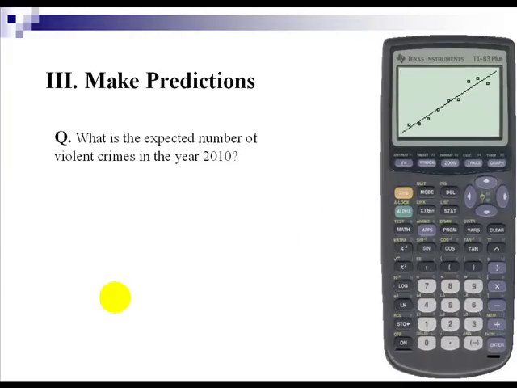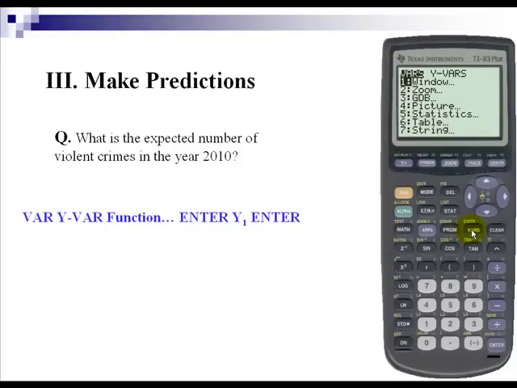Let's make a prediction. What is the expected number of violent crimes in the year 2010? In order to pull this figure from the calculator, from this point, we'll simply press variable. We will scroll over to Y variable, and we want the function. So we'll press enter. The function we want is Y sub 1. So we'll hit enter again.